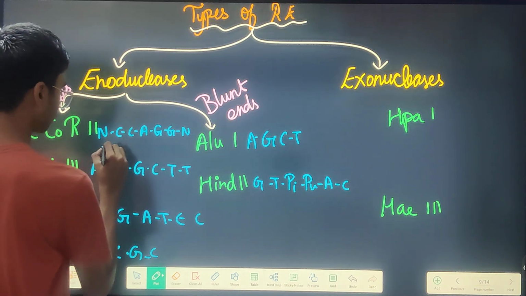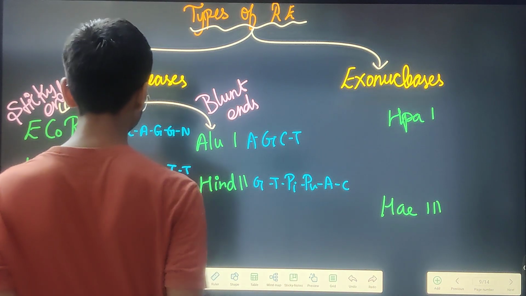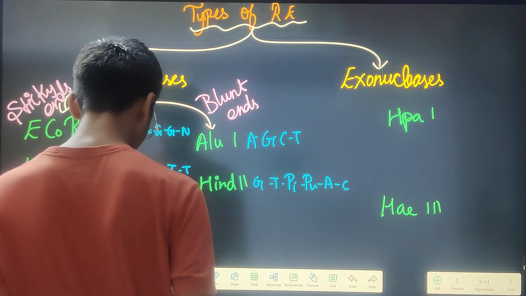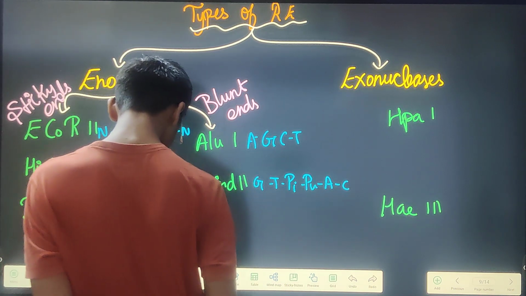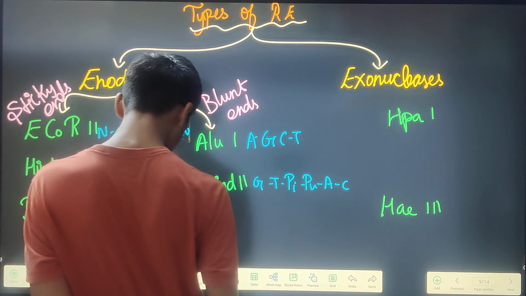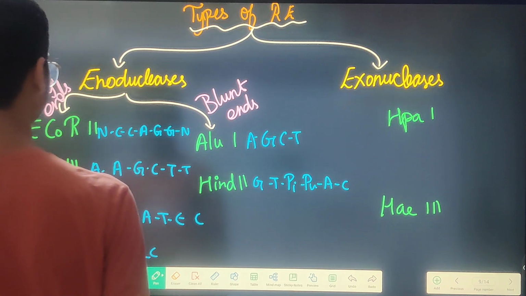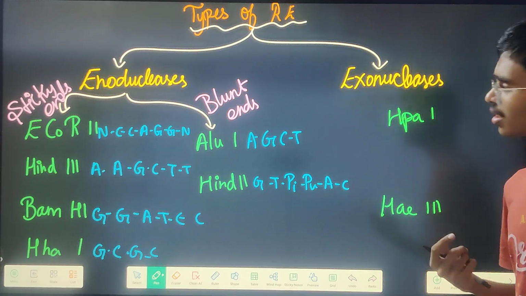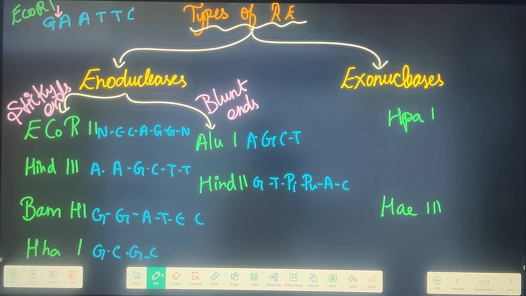Here you will be having N. Sorry, wait. Oh God, how is this possible? 3 N now. EcoRII N. What is N? Cytosine, adenine, guanine, thymine. Is there something like N? Oh God, have I forgotten it? Have we read it in our biomolecular?